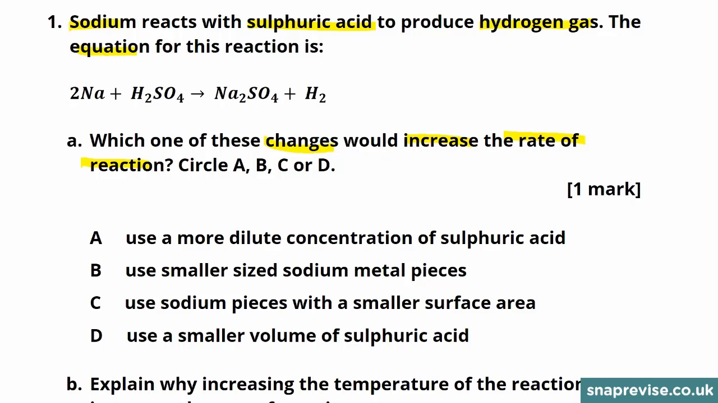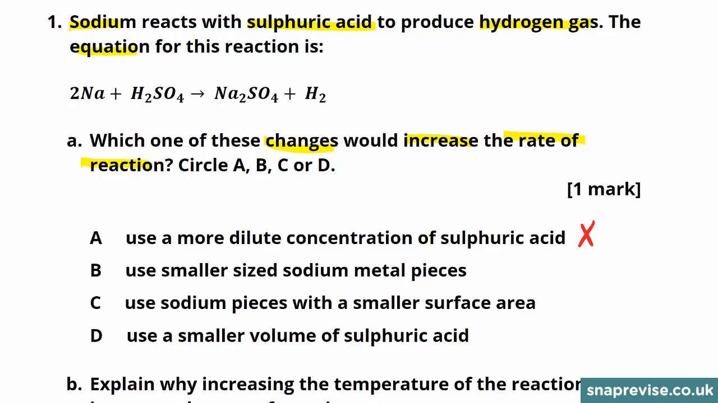A says that we should use a more dilute concentration of sulfuric acid. The concentrations of reactants will affect the rate of a chemical reaction, because the rate of a reaction depends on the number of successful collisions between reactants in a given amount of time. And if the reactants are more concentrated, there'll be more collisions and therefore the rate of reaction will increase. However, using a more dilute concentration of sulfuric acid will decrease the rate, so this isn't the answer to the question that we've been asked here.